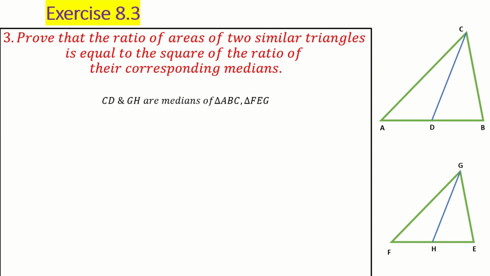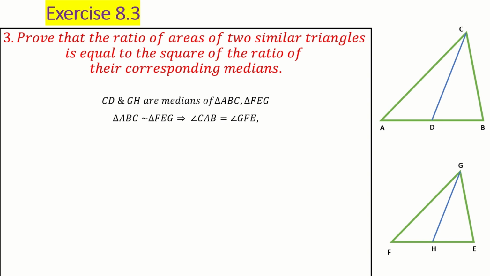So we know that medians are also in the same ratio as sides. Correct? Medians are also in the same ratio as sides in similar triangles, which means the ratio of areas of two similar triangles is equal to the square of the ratio of medians also. Correct? So let's see. Triangle ABC is similar to triangle FEG.